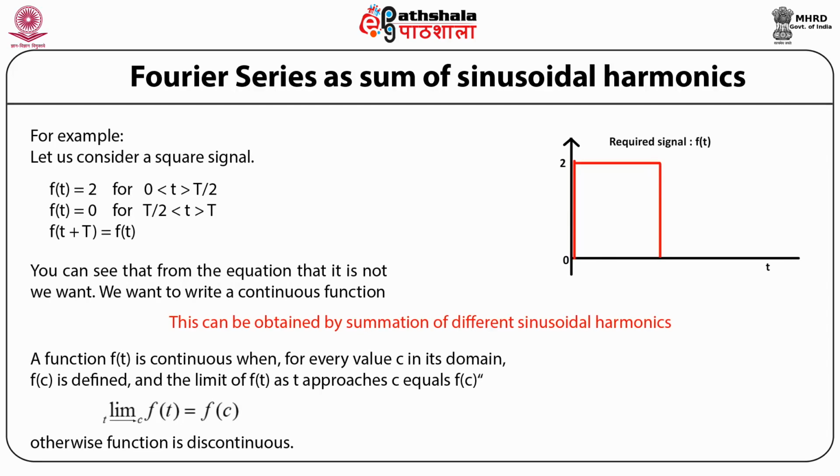Now let us say we have a square function as shown by the red curve. It has a top one and bottom one separated, so it's at a value of 2 for the time period T by 2. Then for the next time period T by 2, it is at a value 0. Now, how are the sinusoidal harmonics going to help us in formulating the square wave? That's what we're going to see in the next few slides.